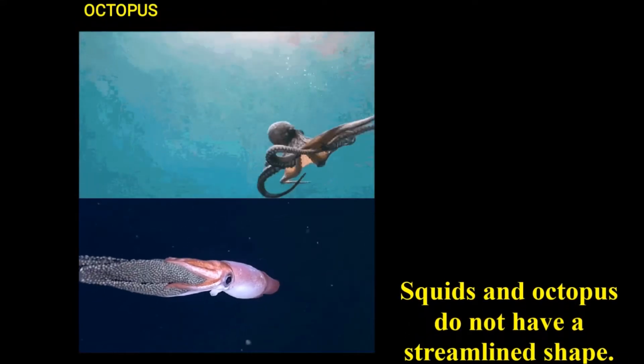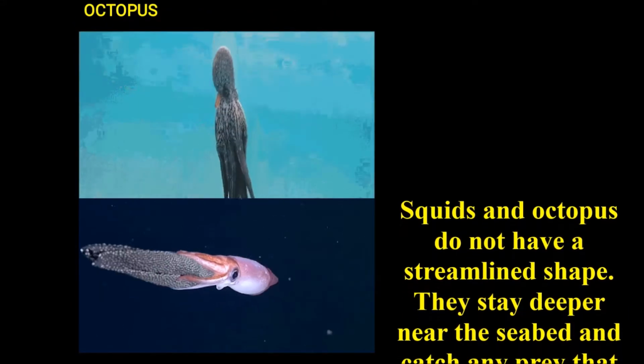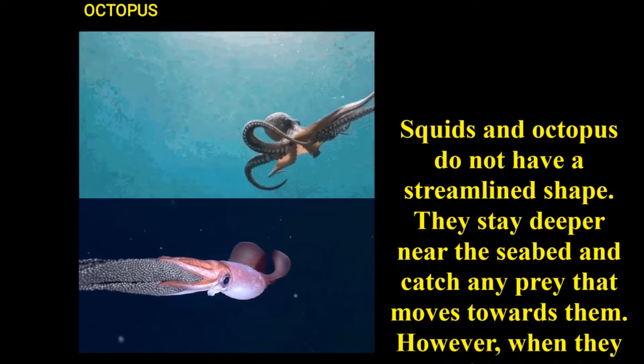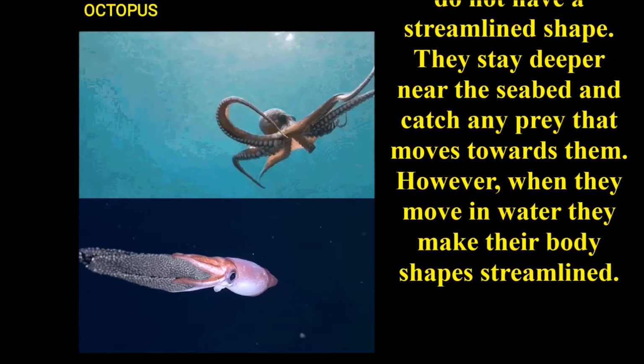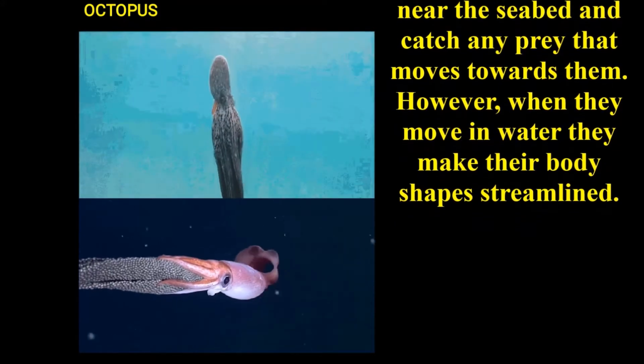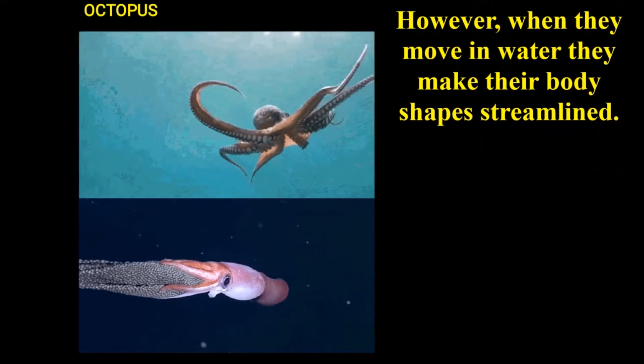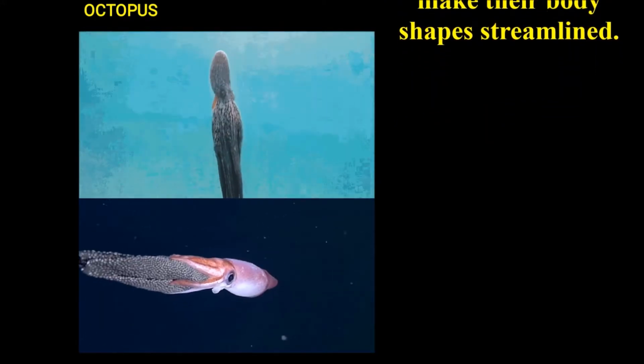Squids and octopus do not have a streamlined body shape, but they stay deeper near the seabed and catch any prey that moves towards them. However, when they move in water, they make their body shapes streamlined.